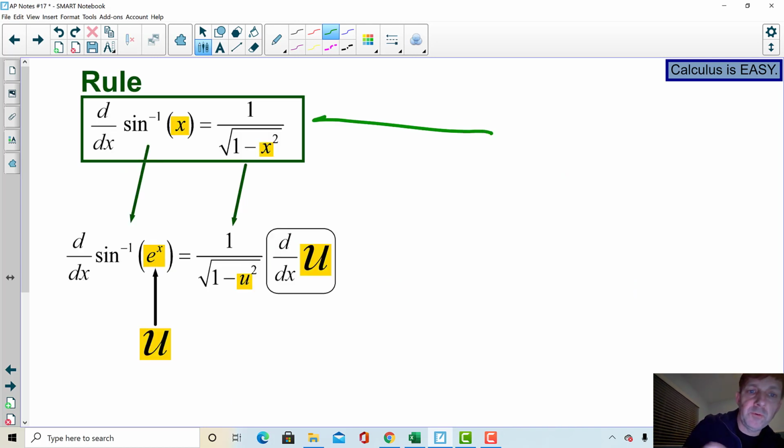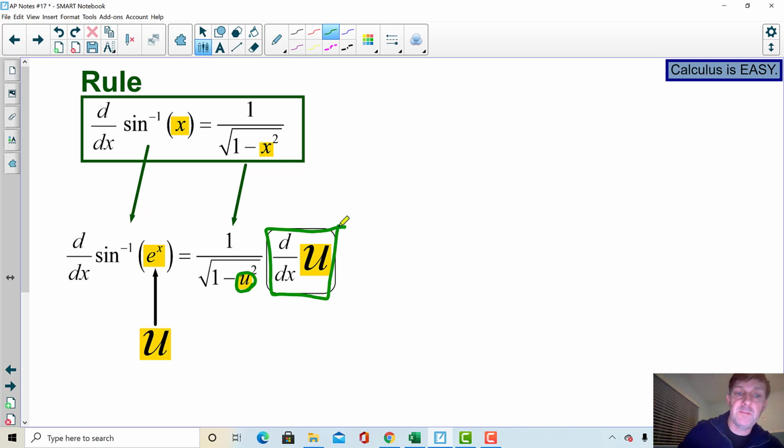Okay, if you remember the rule for the derivative of sine inverse, the example we're doing, instead of an x, has an e to the x. So that's the only difference. So when we do the derivative, we just pretend it was an x. You plug that in right here. But then we say, wait a minute, it's not just an x, it's an e to the x. So we have to do the chain rule. We have to do the derivative of e to the x. Now, the derivative of e to the x is just e to the x.